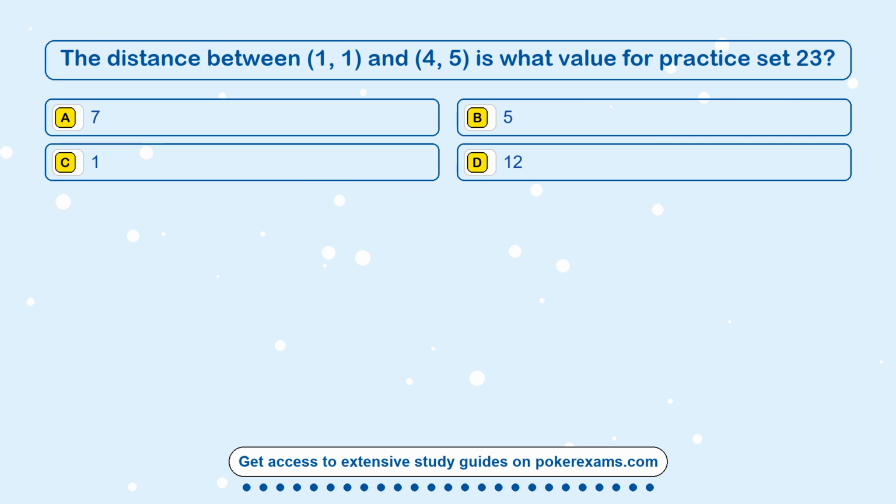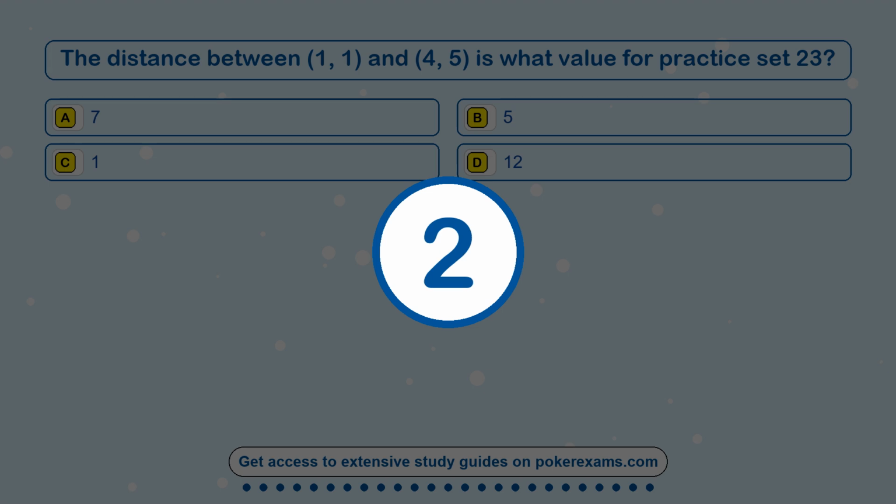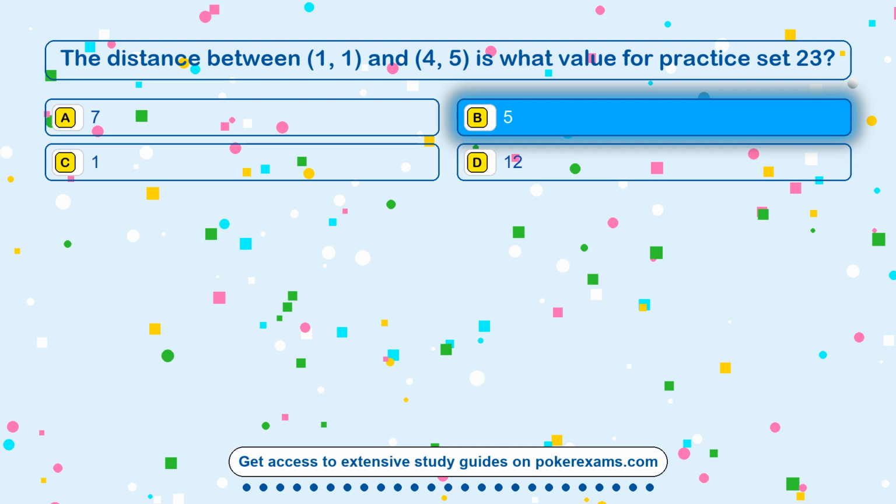Question 16. The distance between (1, 1) and (4, 5) is what value for practice set 23? Option A, 7. Option B, 5. Option C, 1. Option D, 12. The correct answer is option B, 5.